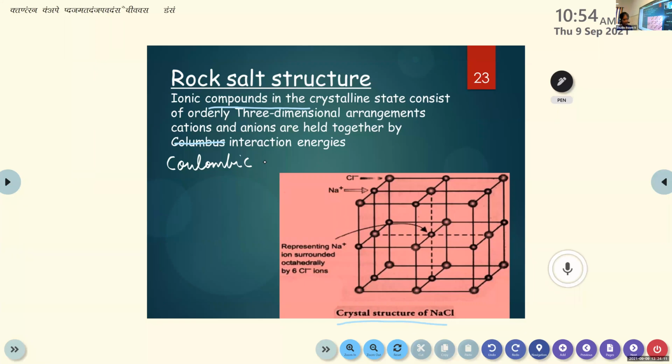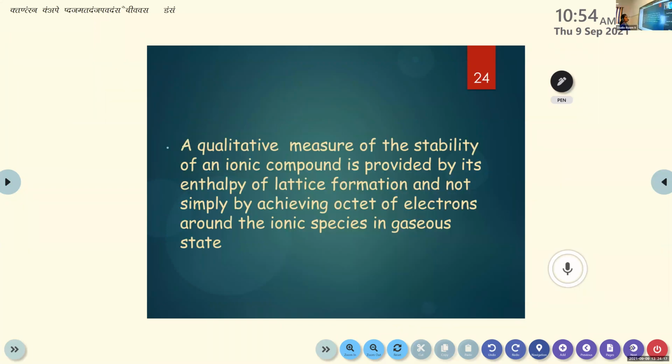Shall I move to the next one? Yes. So a qualitative measure of the stability of an ionic compound is provided by its enthalpy of lattice formation. What's the meaning of enthalpy? Enthalpy is energy itself. I told you an ionic compound can exist in a three-dimensional way with its crystal structure, right? So the stability for maintaining such a crystal structure is provided by its enthalpy of lattice formation, the energy of lattice formation, and not simply by achieving an octet of electrons around the ionic species in the gaseous state.